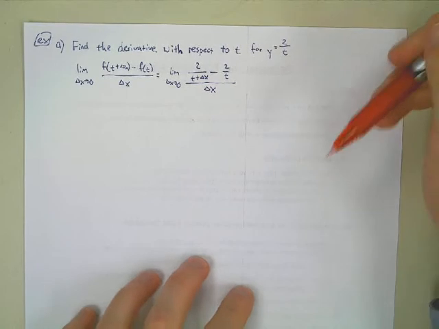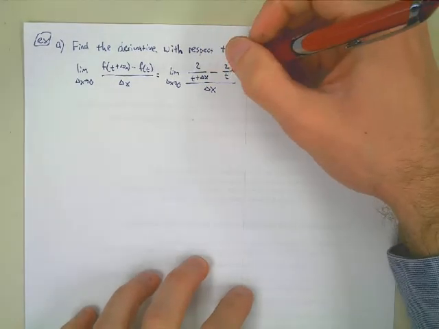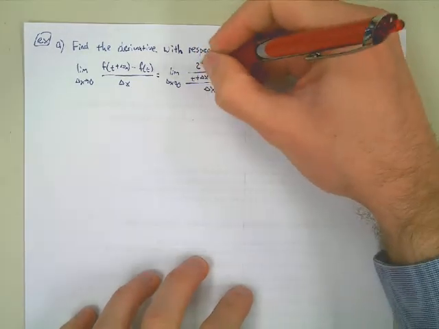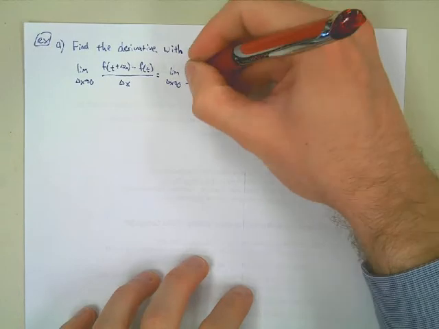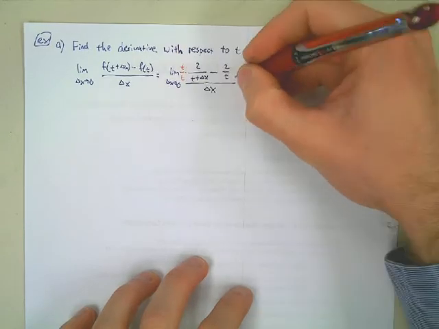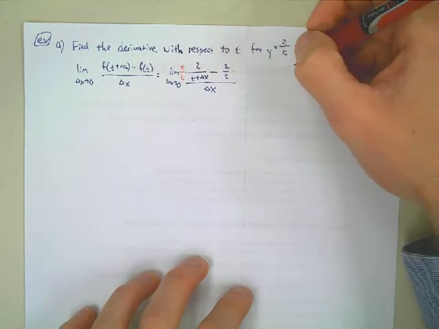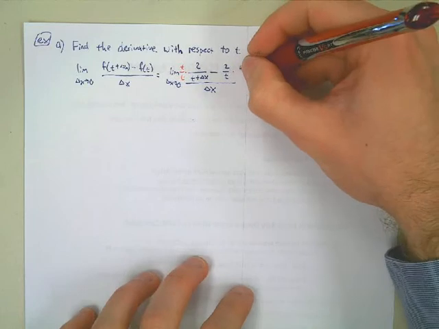All right. So what's it going to be? What do I have to multiply this first fraction by? Yeah, t over t. And this second fraction, I got to multiply it by t plus delta x over t plus delta x.